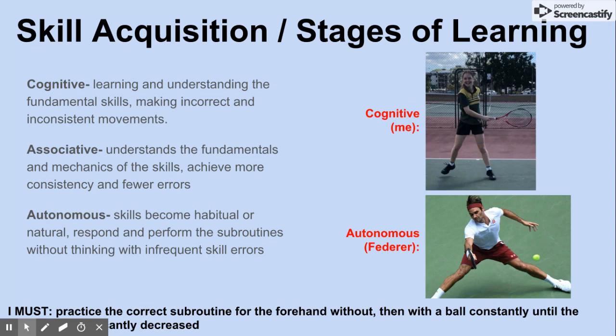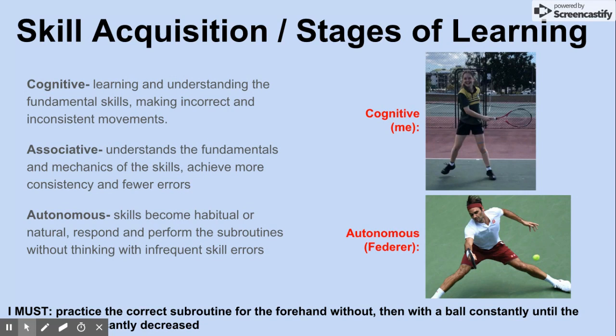In tennis, the cognitive stage is first learning the forehand, backhand, and serves, which will involve multiple errors in the subroutines, affecting accuracy, direction, and speed of the ball.